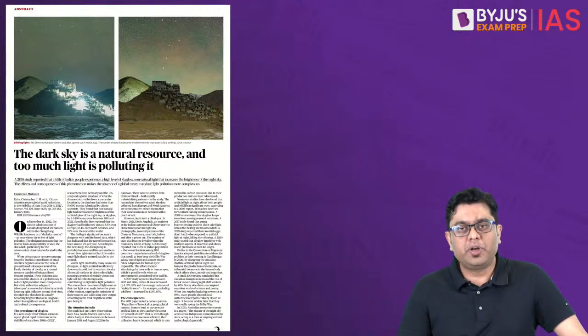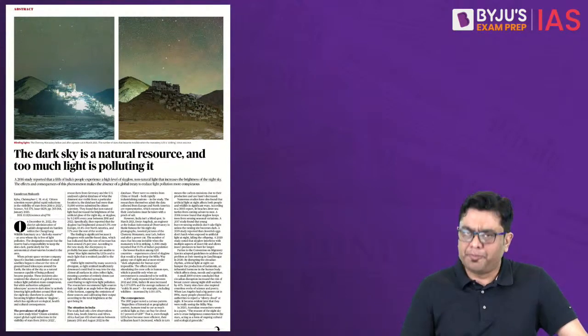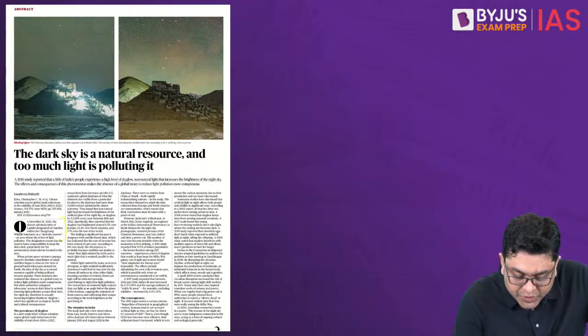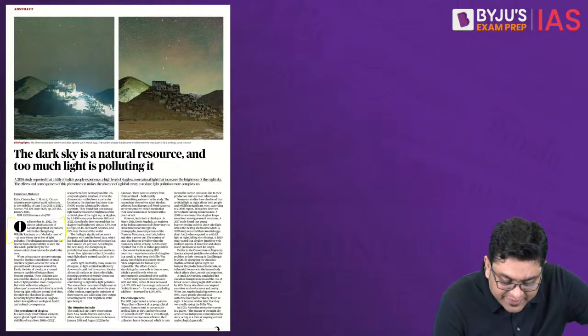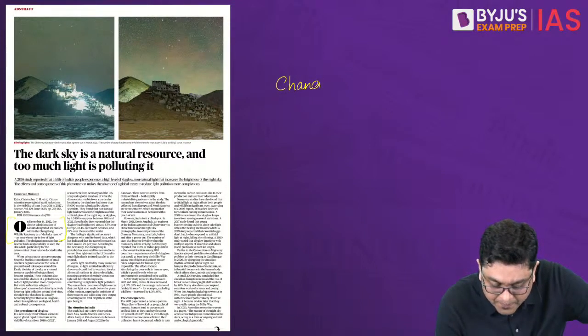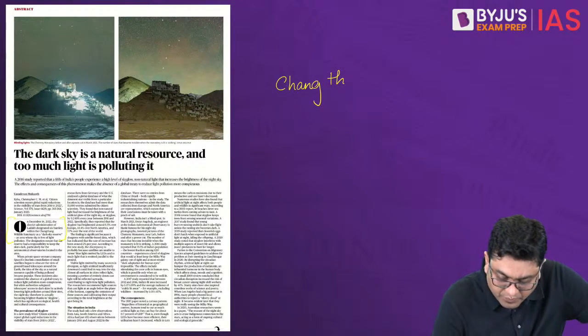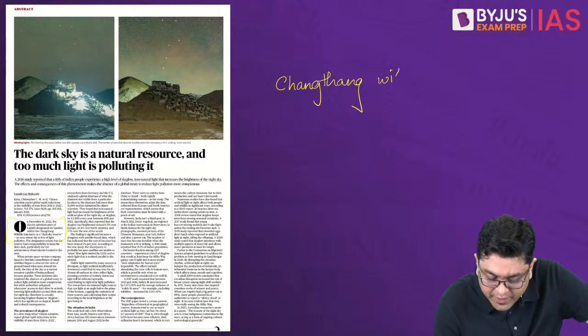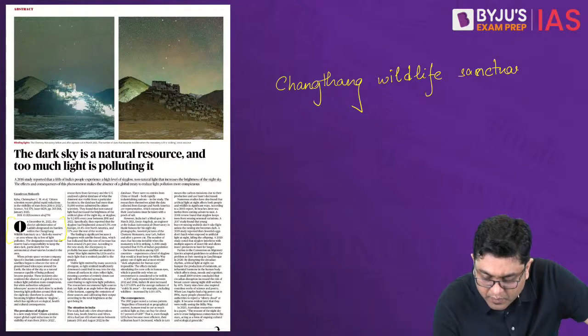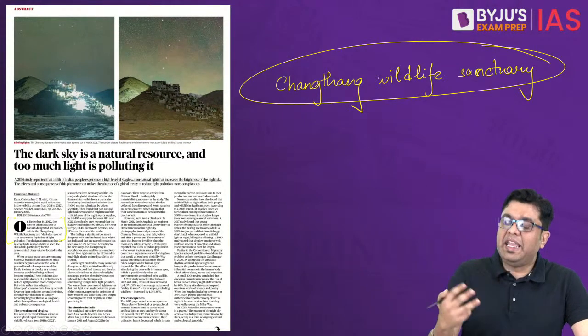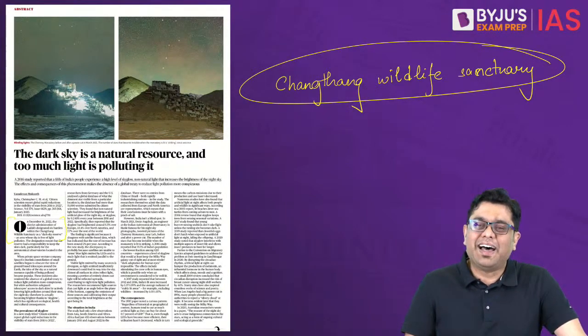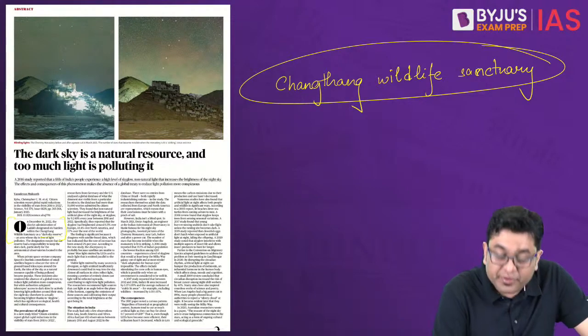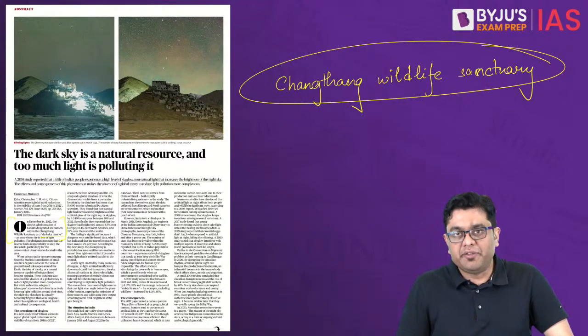The next article talks about light pollution. Now, this article has been highlighted because of the fact that recently the district administration in Ladakh designated the area around the Changthang Wildlife Sanctuary. Many areas of the Changthang Wildlife Sanctuary have been declared as a dark sky reserve, meaning no artificial light will be given in that region.